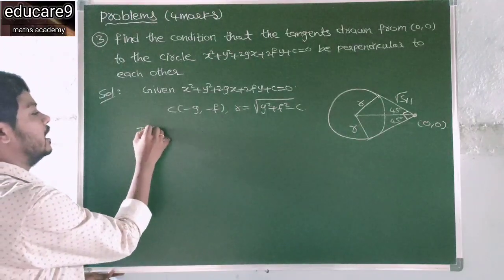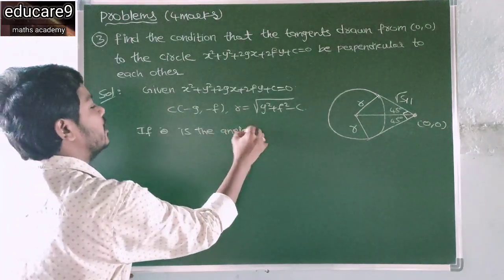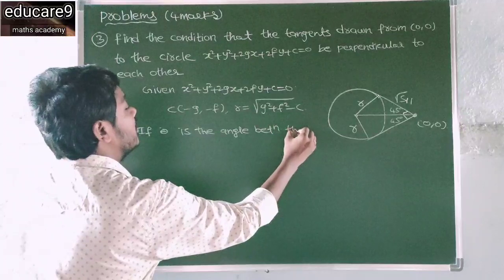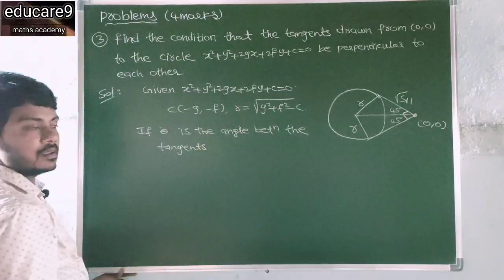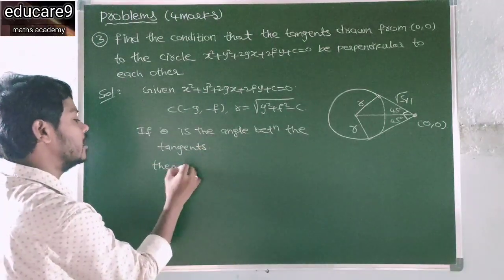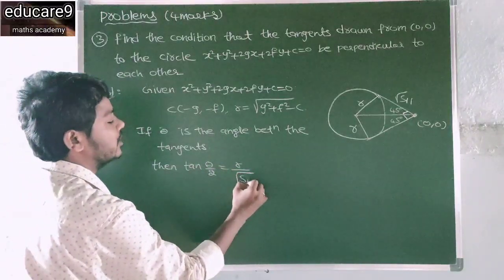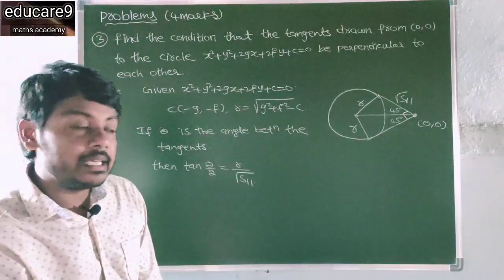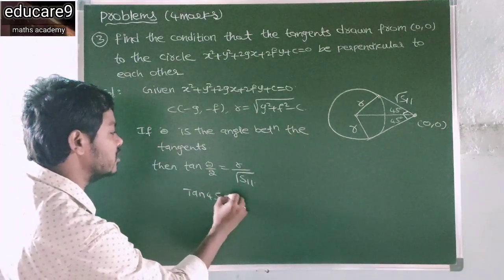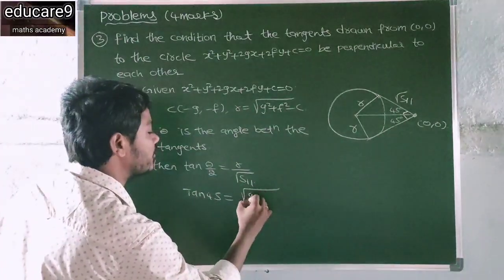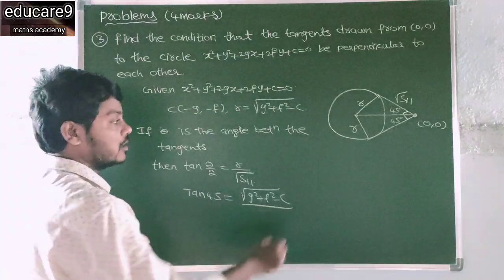So you know that if theta is the angle between the tangents, then tan theta by 2 is equal to r by root s1. But here theta is what? 90 degrees. So 90 by 2, that is 45. So tan 45 is equal to the radius of the circle, square root of g square plus f square minus c, by root s11. So what is s11?